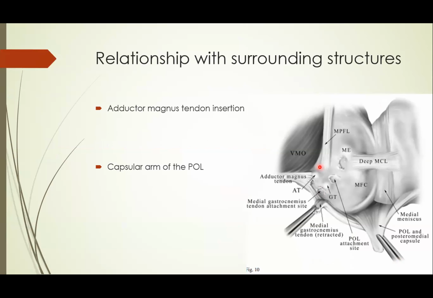Like the adductor magnus tubercle, the medial gastroc is also found in close association with the surrounding soft tissue, especially with the posterior oblique ligament, which attaches here, and the adductor magnus that is attaching here. So the attachment point of the medial gastroc is exactly between these two, that is shown adjacent to the gastroc tubercle.